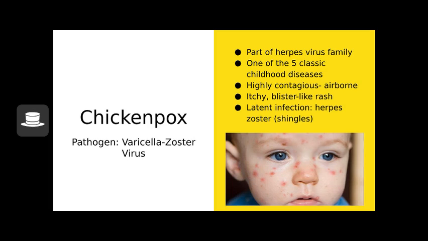This airborne disease is highly contagious and spread most commonly via close contact. Other symptoms include fever, cough, fatigue, loss of appetite, and headache. The varicella-zoster virus can cause a latent infection in neurons. This recurrent disease is called herpes zoster, or more commonly known as shingles.